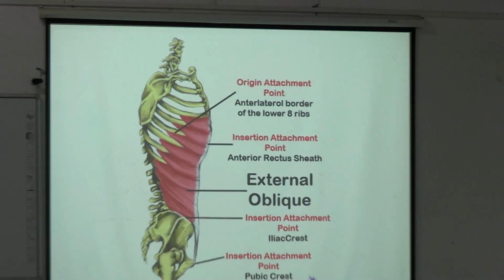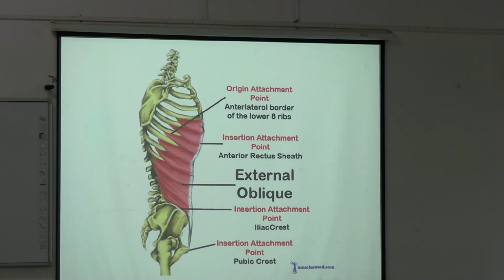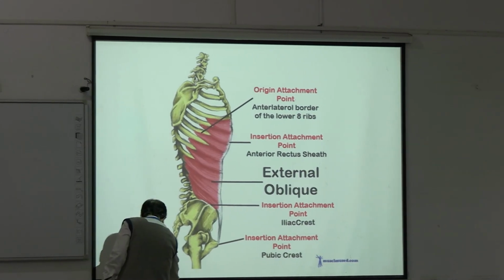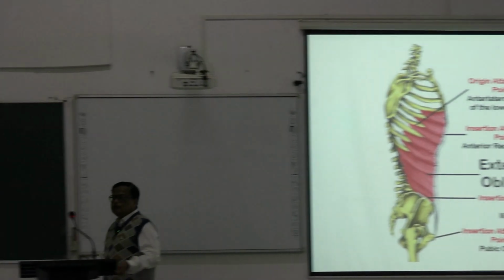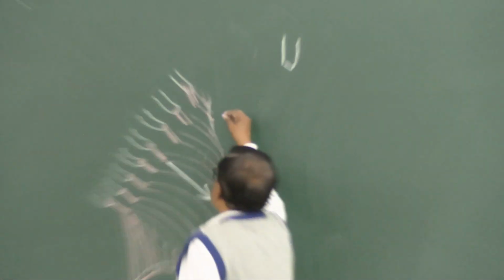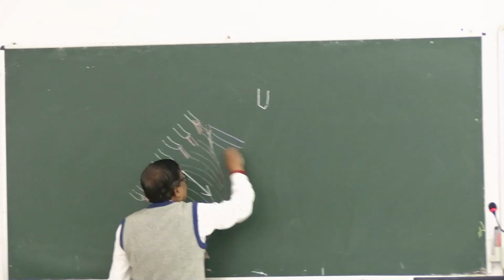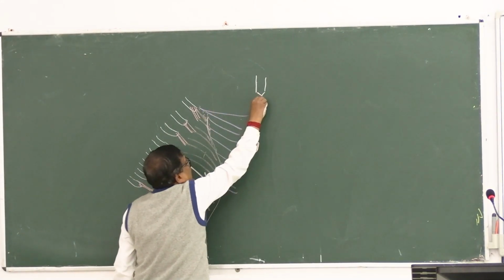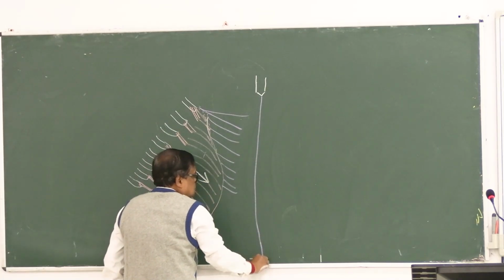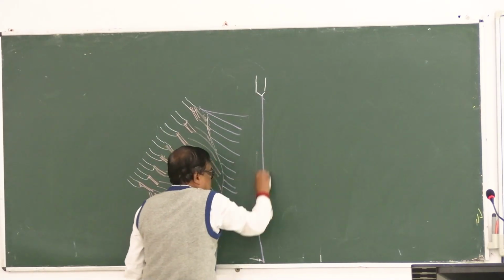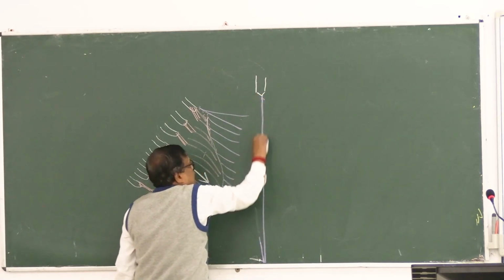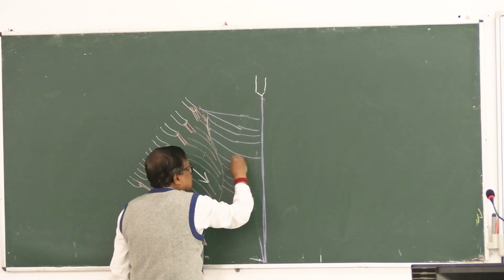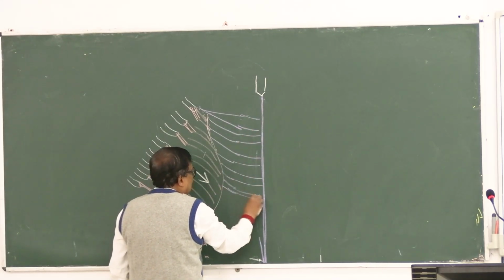And after that, it becomes aponeurotic. এই জায়গাটা অ্যাপোনিউরোটিক হয়ে গেল। অ্যাপোনিউরোটিক মানে কি? ফ্ল্যাট মেমব্রেন লাইক হয়ে গেল। And they are inserted into the, from the aponeurosis, they cover the rectus abdominis muscle and form the rectus sheath, anterior wall of the rectus sheath.